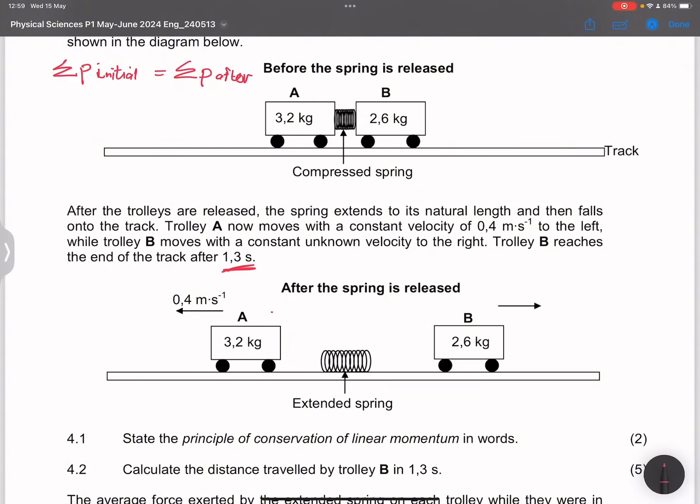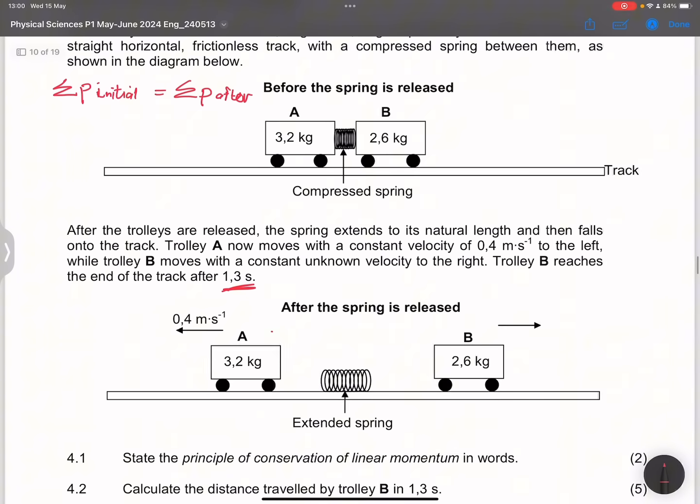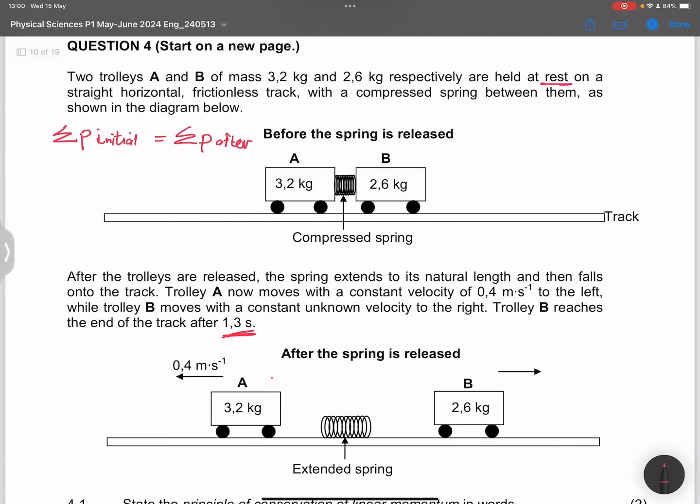Now, first of all, what was their momentum before collision? Remember, the entire system was stationary. They said before it is released, and we know they are held at rest. So both trolley A and trolley B were stationary. In this case, the total momentum before will actually be 0. But after collision, we've got individual momenta. So I'm going to say m_B v_B, that's final.